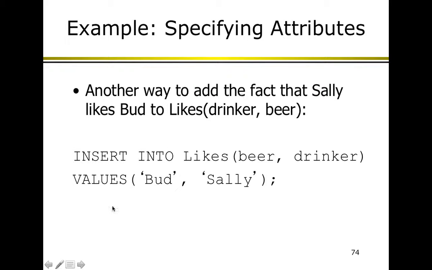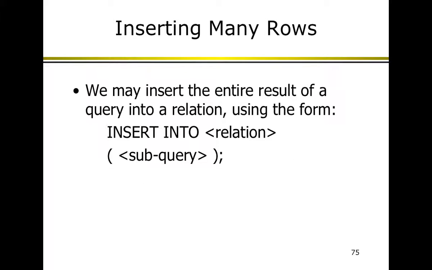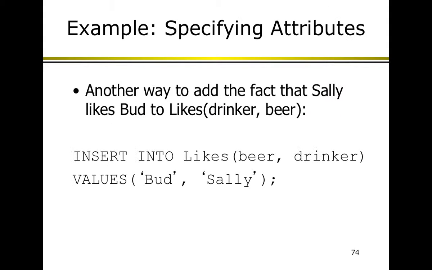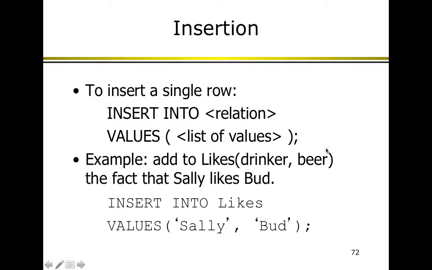Another way to add would be to say insert into, and this is capitalized, but it doesn't have to be. Insert into likes, beer, comma, drinker, values, Bud, comma, Sally. So we can insert a tuple. So this is just a set of data. And we're doing it this way because we're going to specify beer and drinker. We could do it without it this way, but we'd have to remember the order that we're inserting.